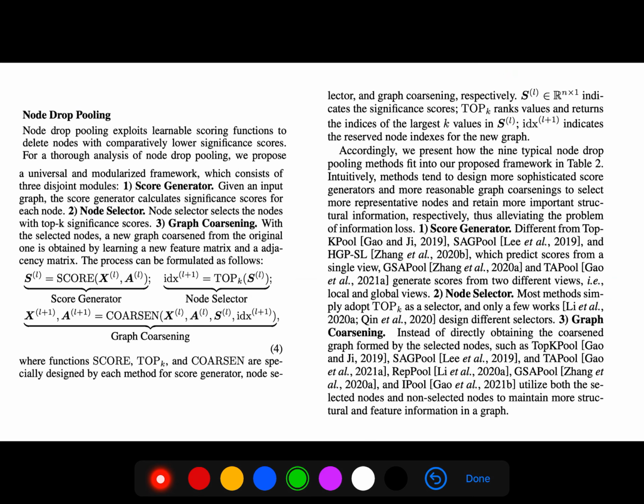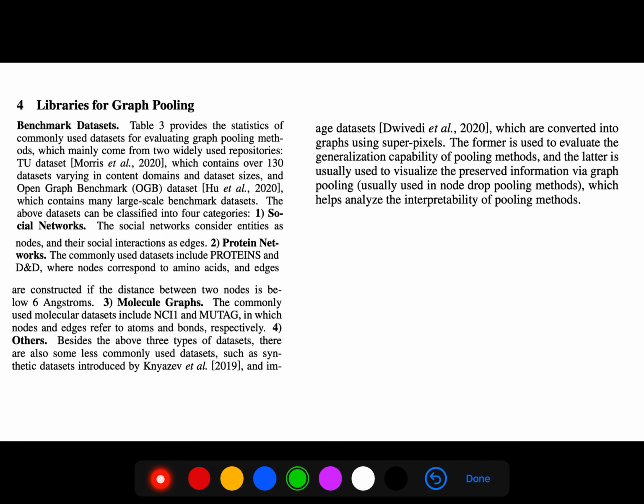And then node dropping pooling exploits a learnable scoring function to delete nodes with comparatively lower significance scores. If you delete nodes, make sure you don't lose connectivity. So it has some challenges as well. But there are some libraries for graph pooling. You can easily use PyTorch Geometric.